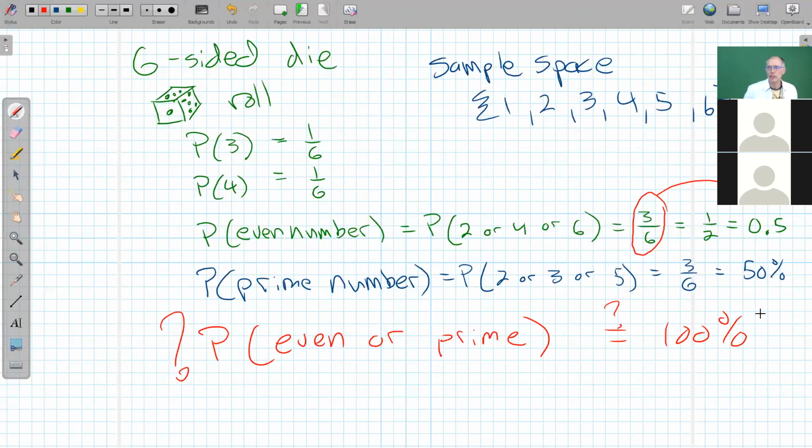Prime or even? Let's see. Is there any number that's not prime, not even? I think I see a flaw here. Anybody else? I don't think it's 100%. So it has to be even or prime, but it can't be even and prime, like number 2?